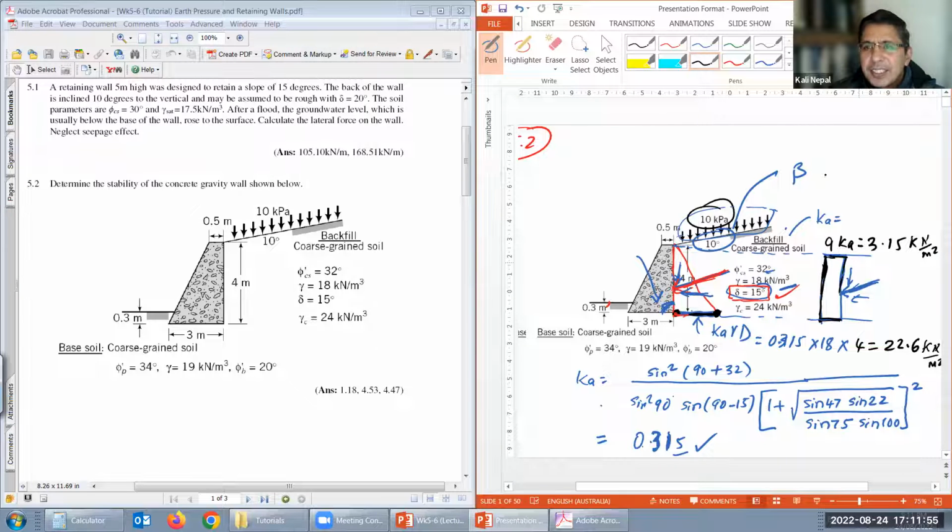Now, this is the pressure diagram. Can we get the area of the diagram? Again, you can convert this to horizontal also, because of the sloping backfill, but that is very negligible. We can ignore that. How much is the total force now? Area of that?